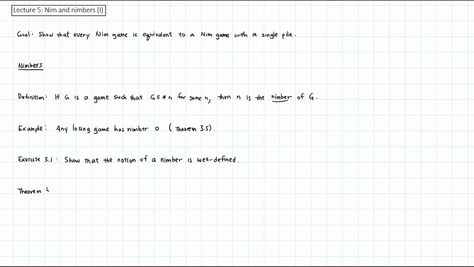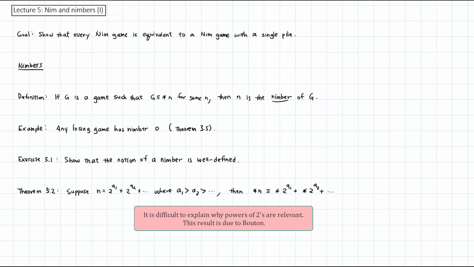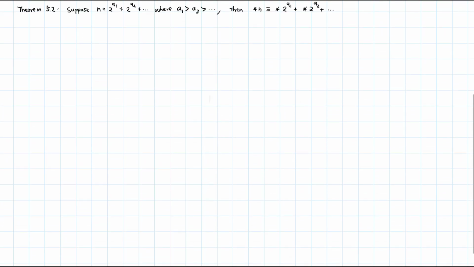The key theorem that is needed to calculate nimbers for NIM games is the following. Suppose n is equal to 2 to the a1 plus 2 to the a2, etc., where a1 is greater than a2 greater than the rest. Then, star n is equivalent to star of 2 to the a1 plus star of 2 to the a2, etc. Now, at first glance, this looks like a bizarre theorem. It links star n with the decomposition of n into powers of 2s. We will prove this theorem in the next lecture. For the rest of this lecture, let's have a look at some of the applications of this theorem.